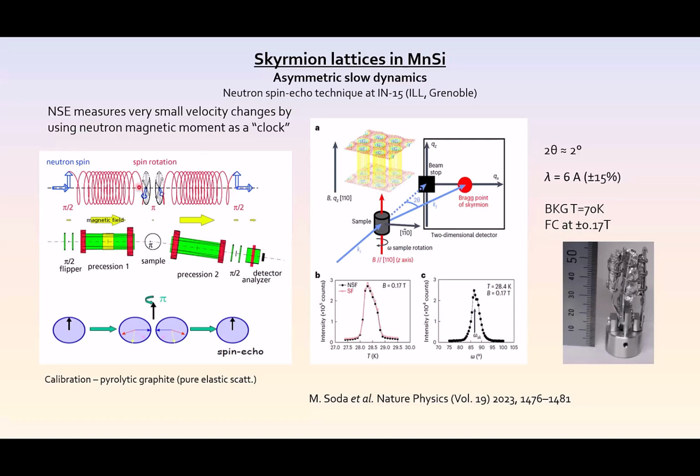In case there is no change of velocity, it means the neutron doesn't interact with the sample, does not lose or gain energy. So at the end, you should come with the same orientation of these neutrons, which can be analyzed with the detector analyzer. In this experiment, we use pyrolytic graphite to find this orientation where we have a zero position, and then we put the sample in a magnetic field and apply the magnetic field up and down.